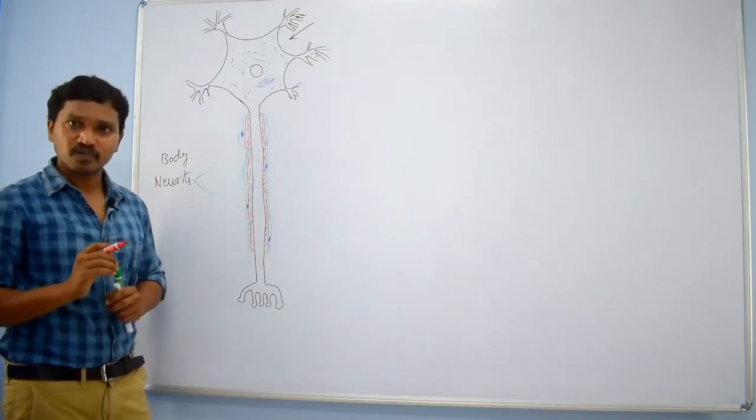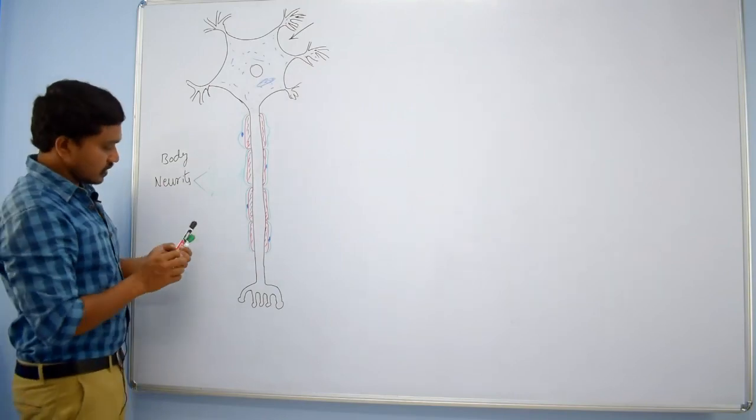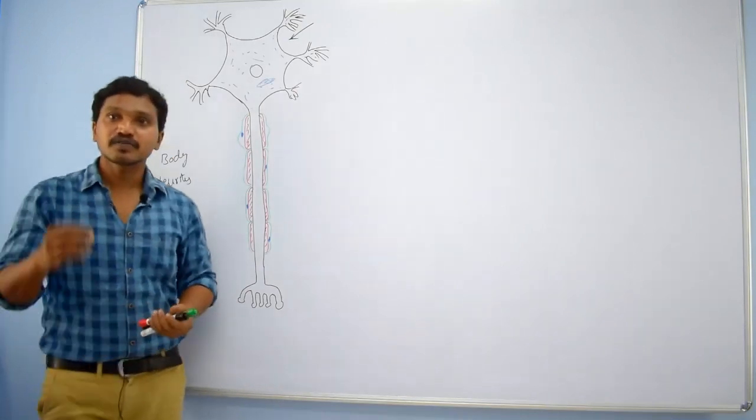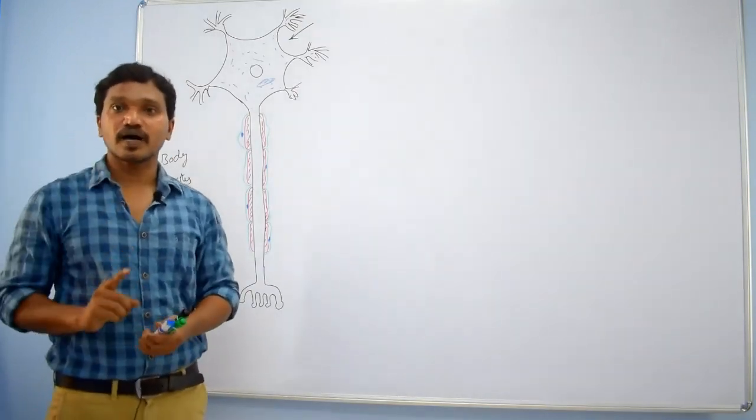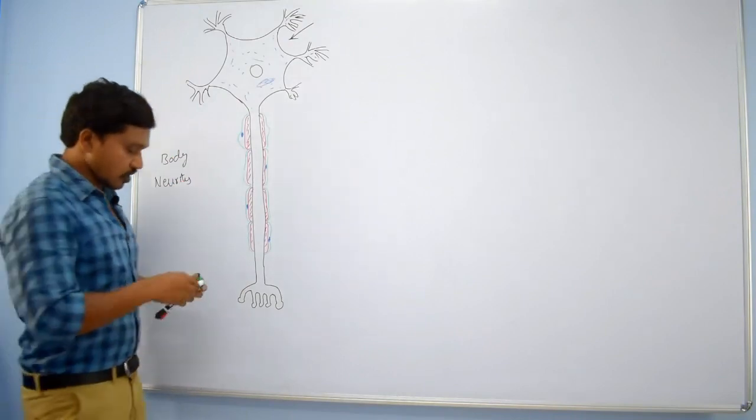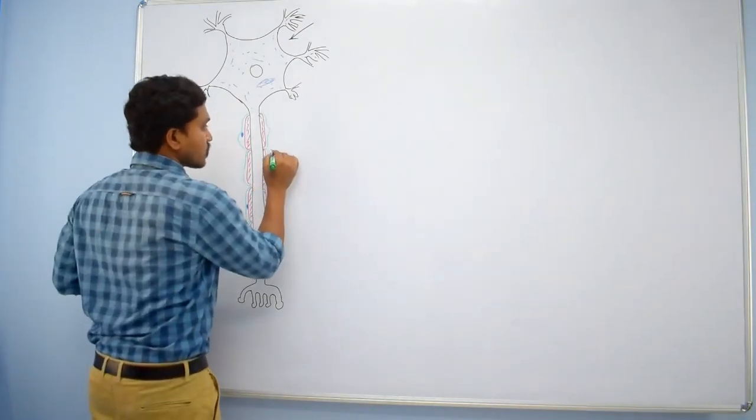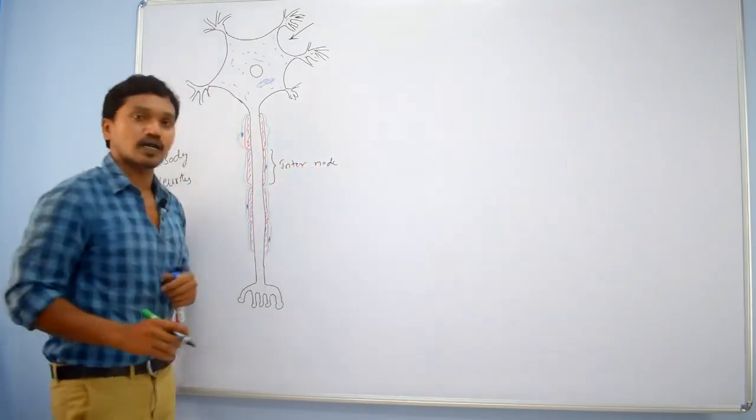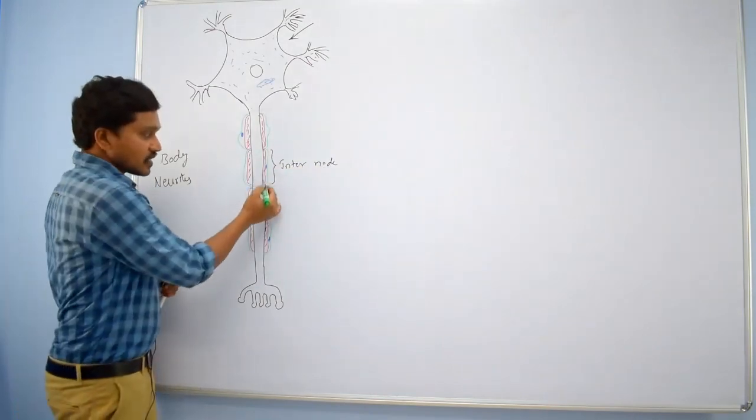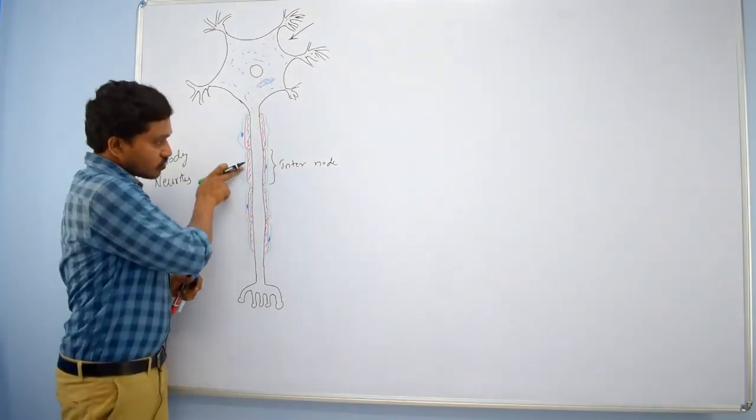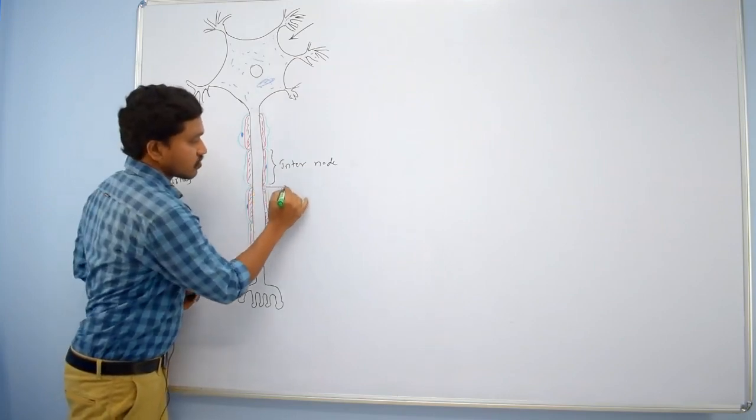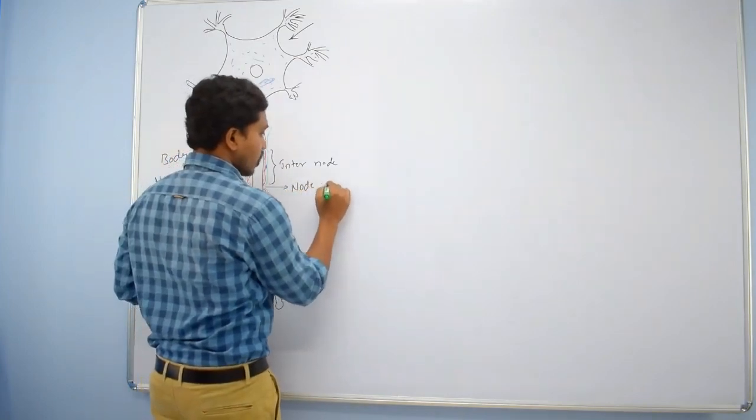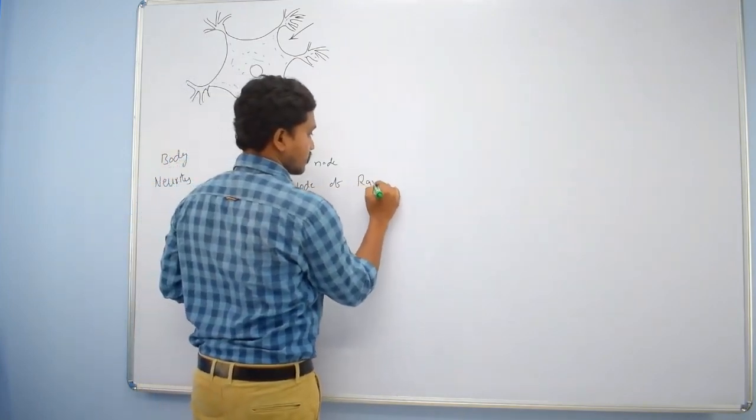Right? And one more thing here. If you take the segment of myelin sheath which is formed by a single Schwann cell, that segment we call the internode. The junction between two internodes, this is one internode and this is another internode, we call the node of Ranvier. What is it? Node of Ranvier.